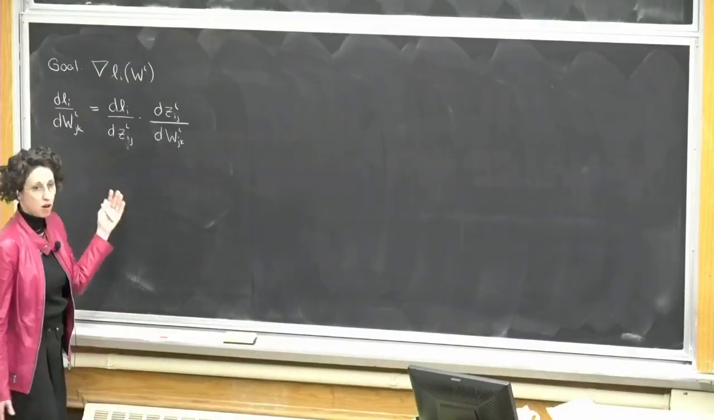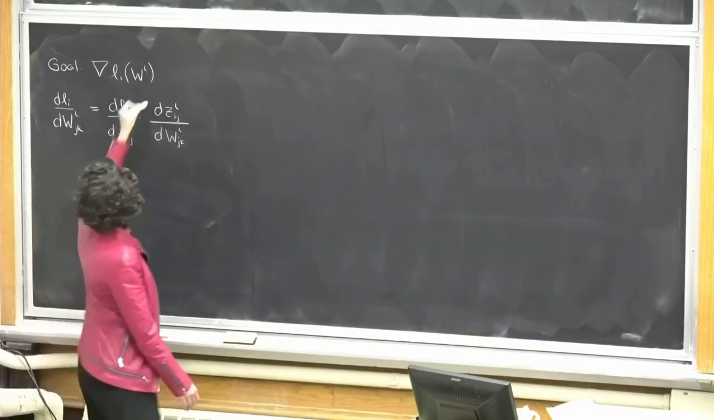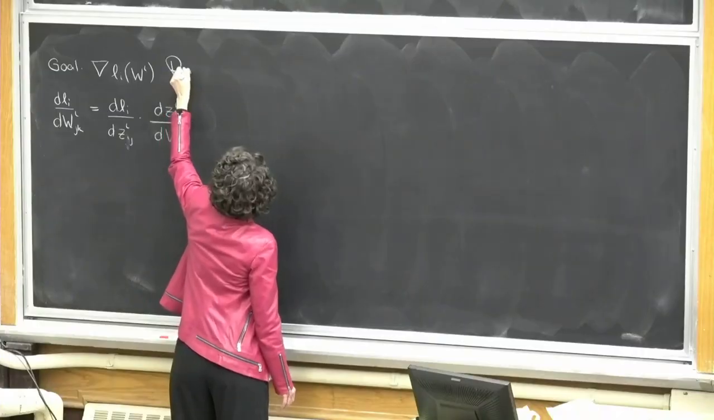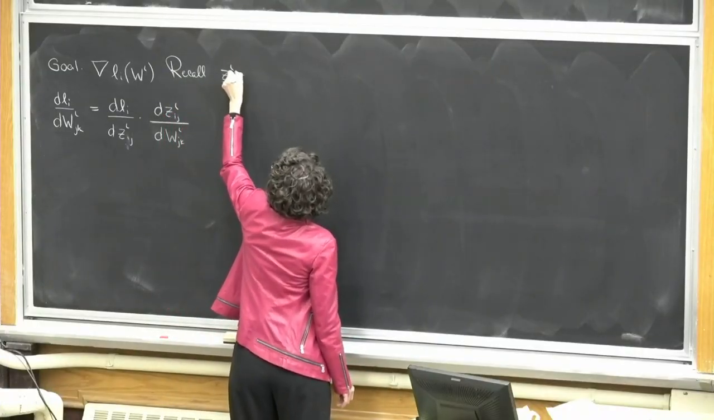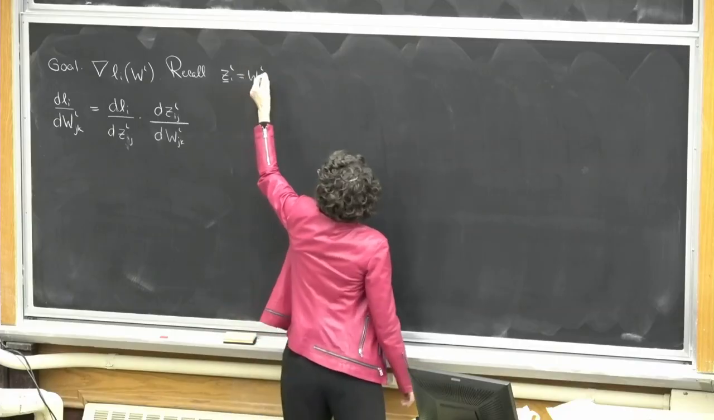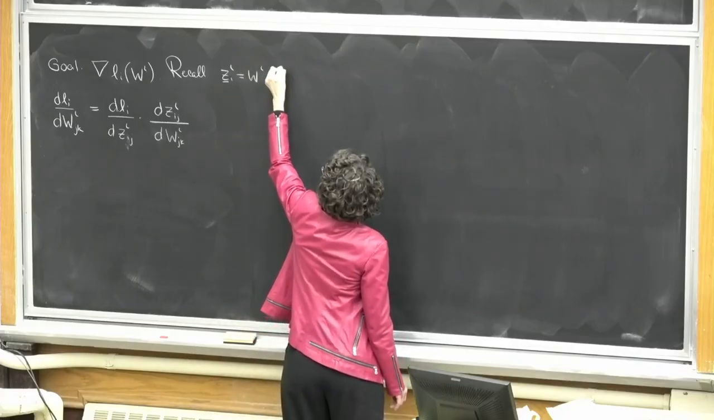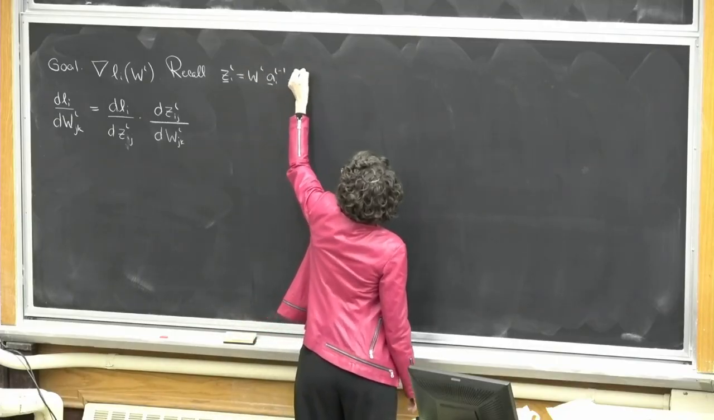So when we remember our update equation, let's just write it here, Z_i^L was W^L times A_i^(L-1) plus b^L.